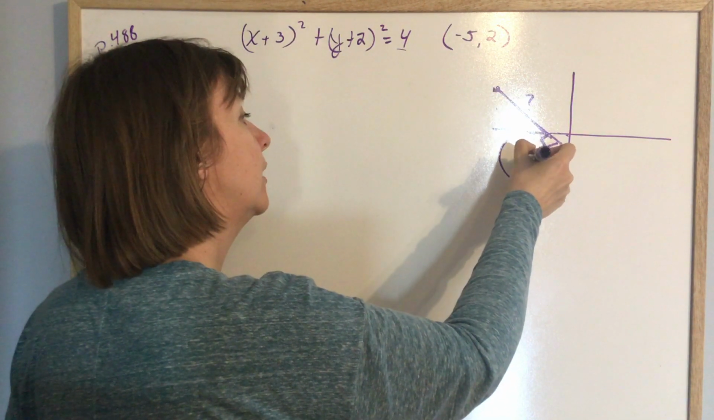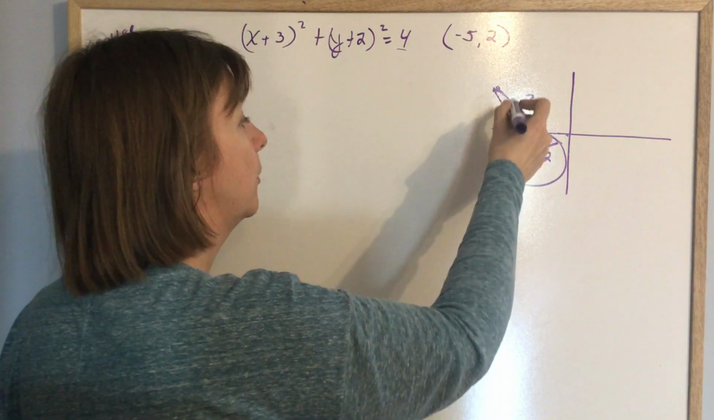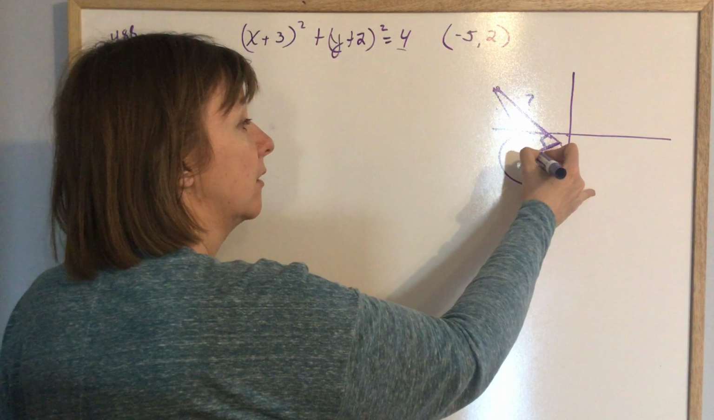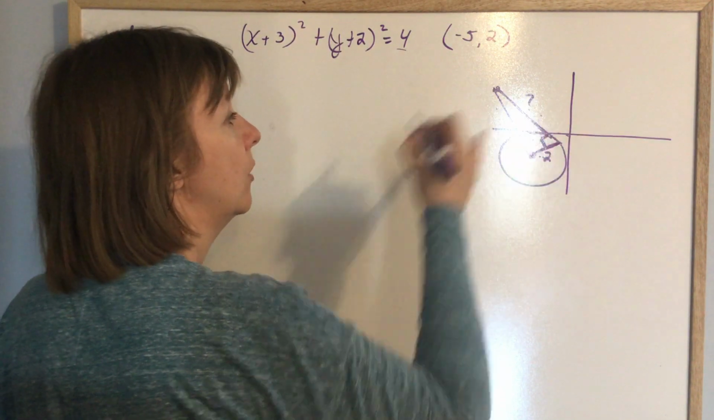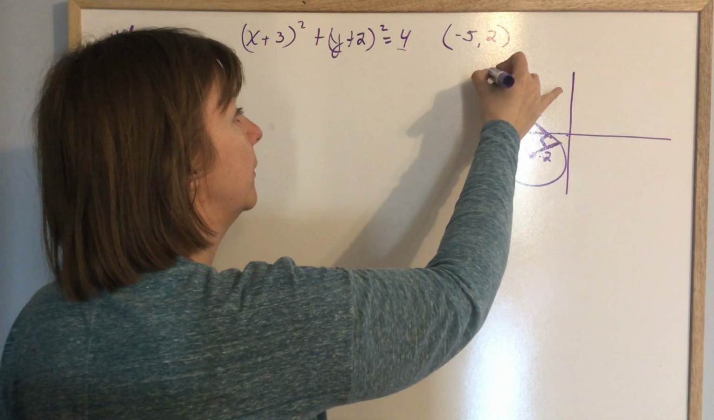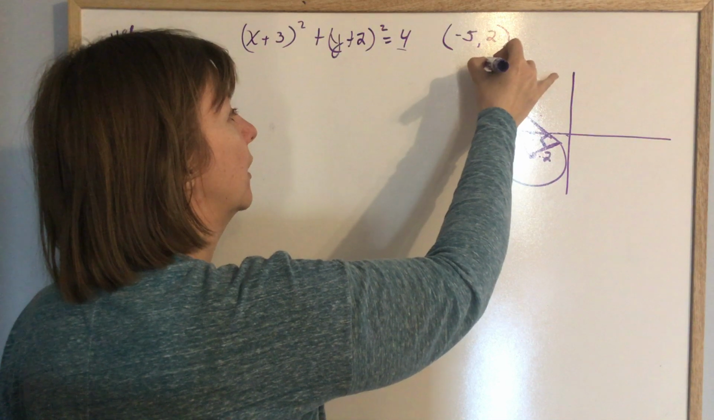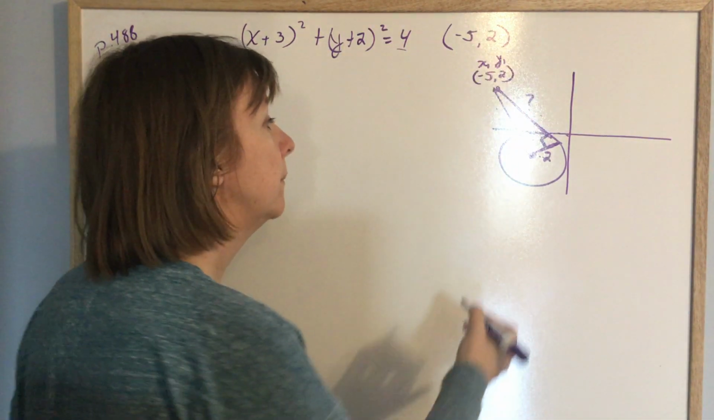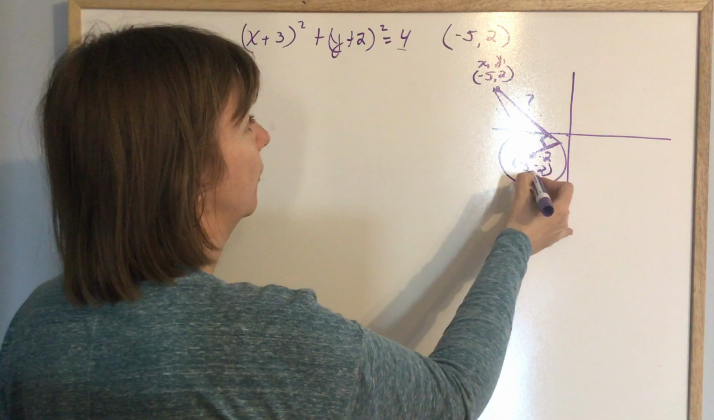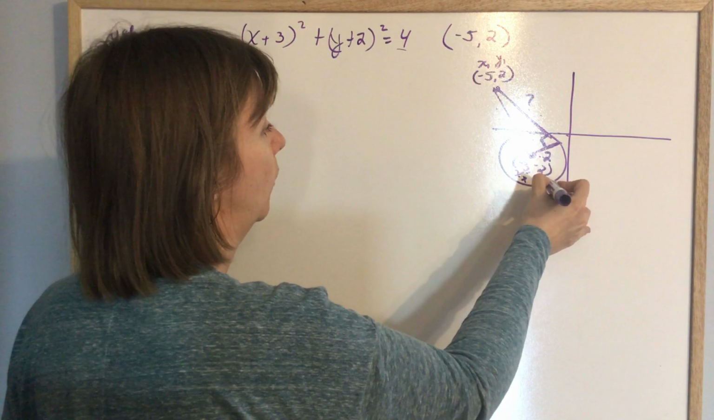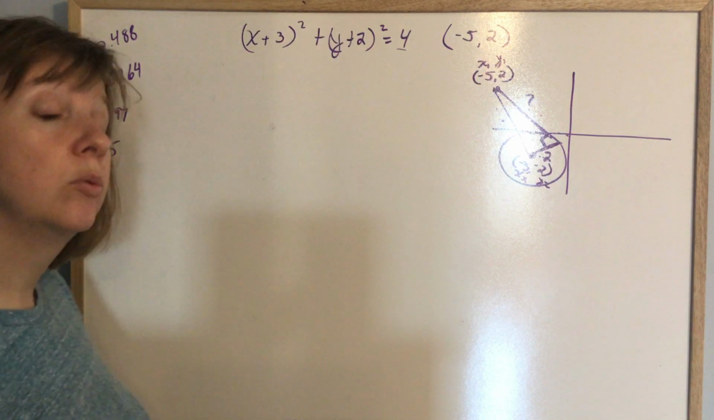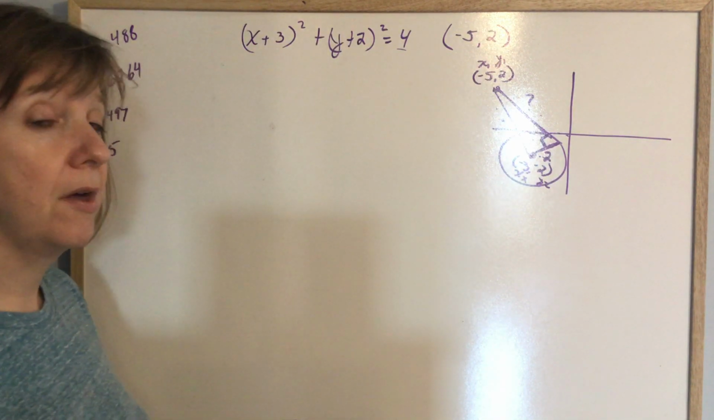So if I then draw a line from the center of the circle out to the point, I now have a right angle triangle. I know the length of this line because it's a radius, it's 2. I actually have no way to figure out the length of that line, but I do have a way to figure out the length of this line because I know this is (-5, 2). So let's say that's x1 and y1. I know that the center of the circle is (-3, -2). So let's say that that's x2 and y2. I can figure out the length of this line right there, which would be the hypotenuse of that triangle.